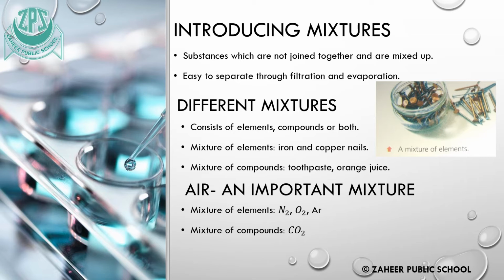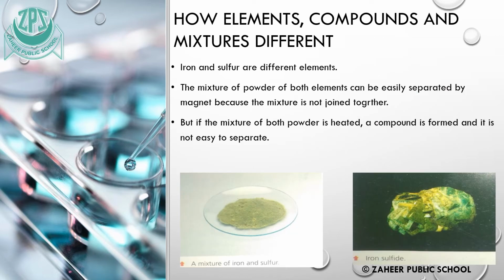For example, carbon dioxide gas is a compound. How elements, compounds, and mixtures are different: you know that iron and sulfur are both elements and they both have different properties from each other.